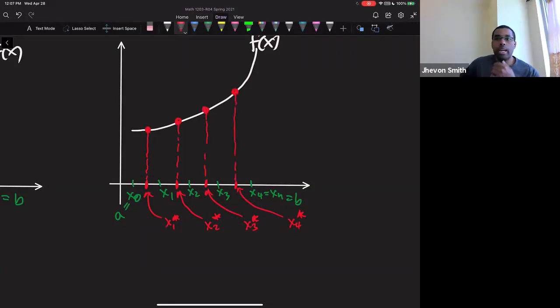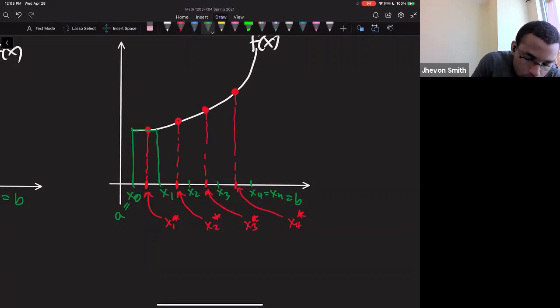And now what you realize is that when you start drawing these rectangles, the middle part determines the height. Here, the middle part determines the height. Here, the middle part determines the height. Here, the middle part determines the height.